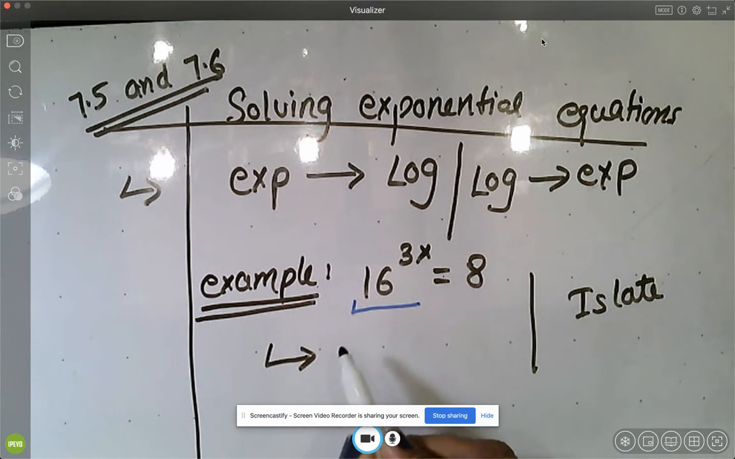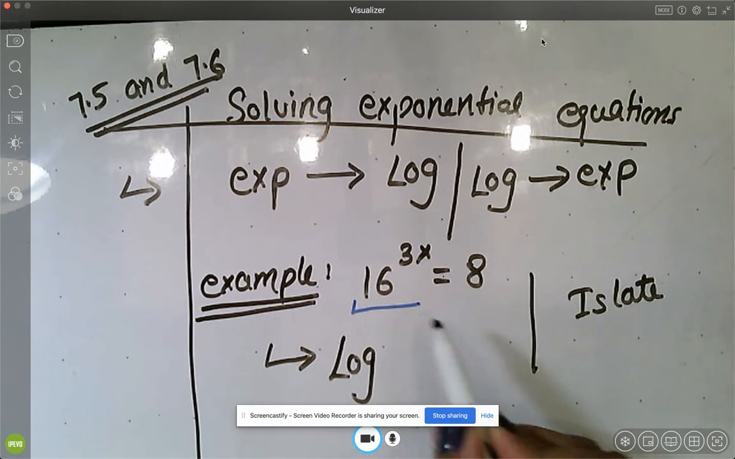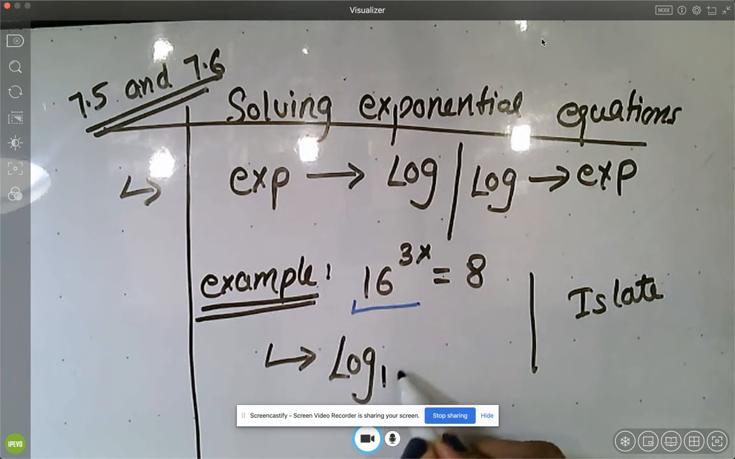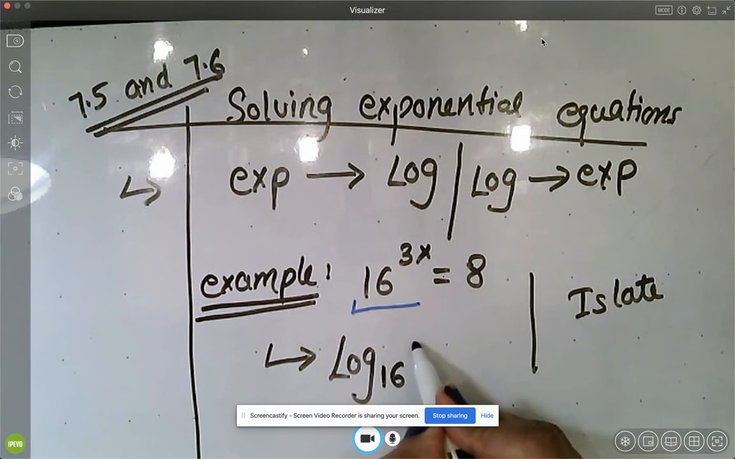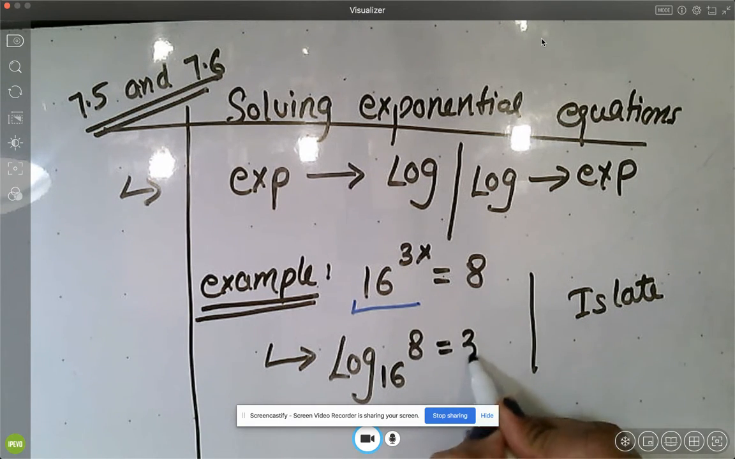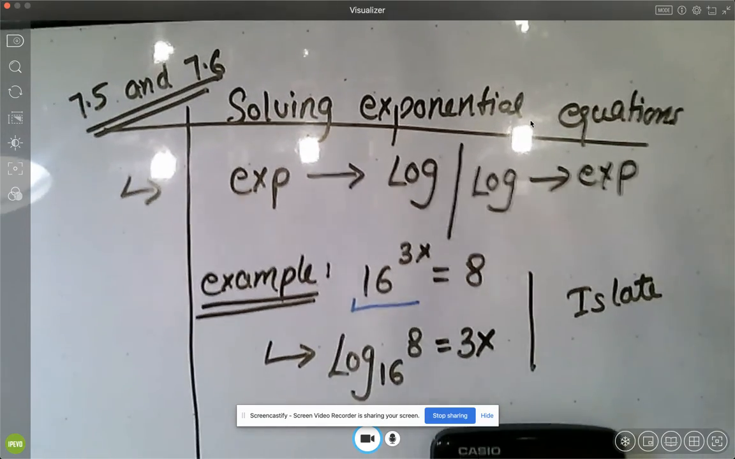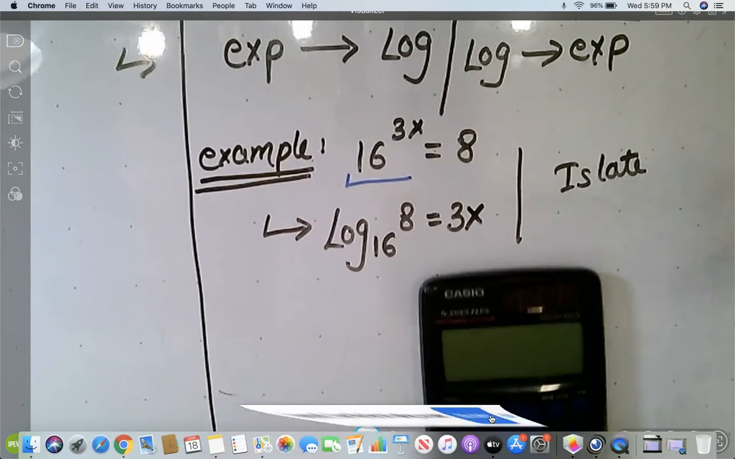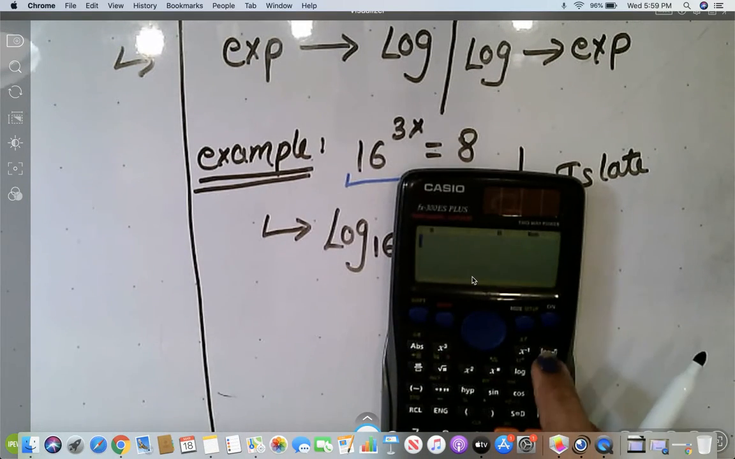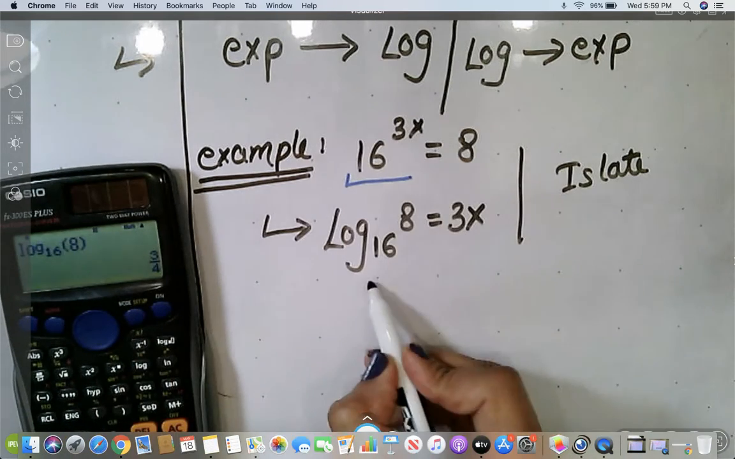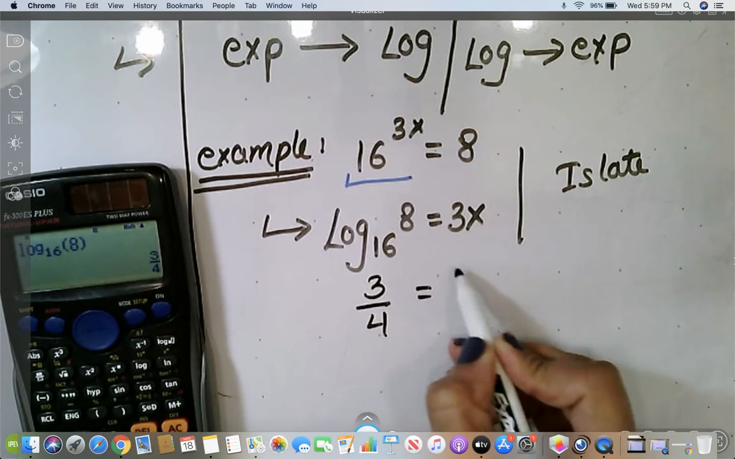I hope you remember, in order to switch, we're switching to log, so it would be log. You need to bring down the base, which is 16, and swap. So this becomes log base 16 of 8, and this is equal to 3x. Okay, this is where you need to use your calculator. So log 8 to a base of 16. I hope you remember you've got to use the key with two boxes. So log base 16 of 8 is equal to 3/4. So 3/4 is equal to 3x.